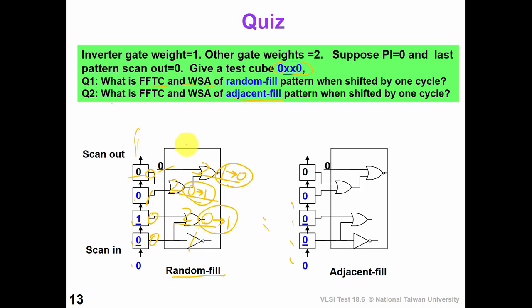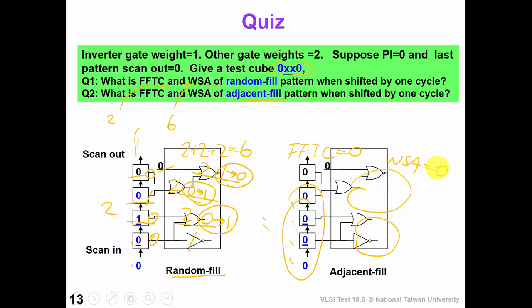Also, the OR gate will be changed from 0 to 1. So the weighted switching activity in the logic is 6, and the FFTC is 2. So 2 and 6 for the random fill test pattern. On the right hand side, because there is no transition, FFTC is 0 and no logic is changed. So WSA is also 0. Have you got it correctly?